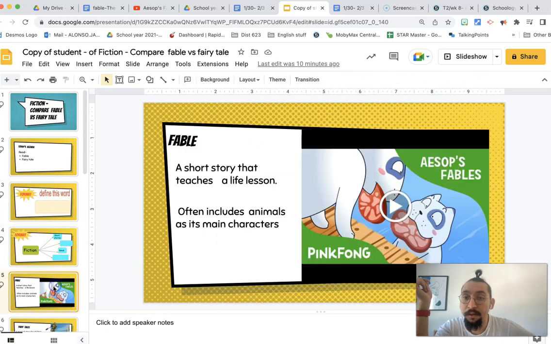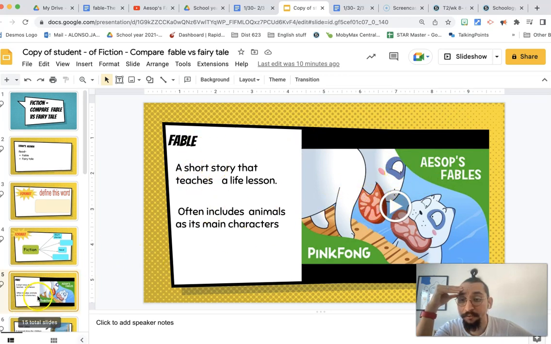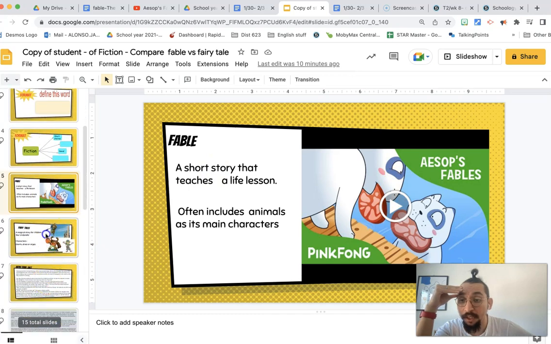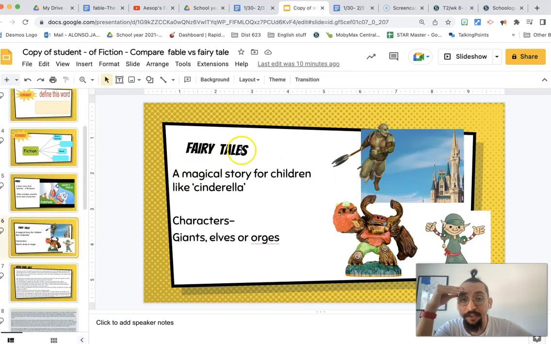And then what you're gonna do, you're gonna fill this out. So you have all of this missing in you. So it's fable, a short story that teaches you a life lesson, often includes animals as its main character. Remember that we watched this funny and goofy story about a dog being greedy. Alright, so fill those out. You can pause. And for this one, it says a fairy tale is a magical story for children like Cinderella. So the characters of these ones usually are giants, elves, and orcs.